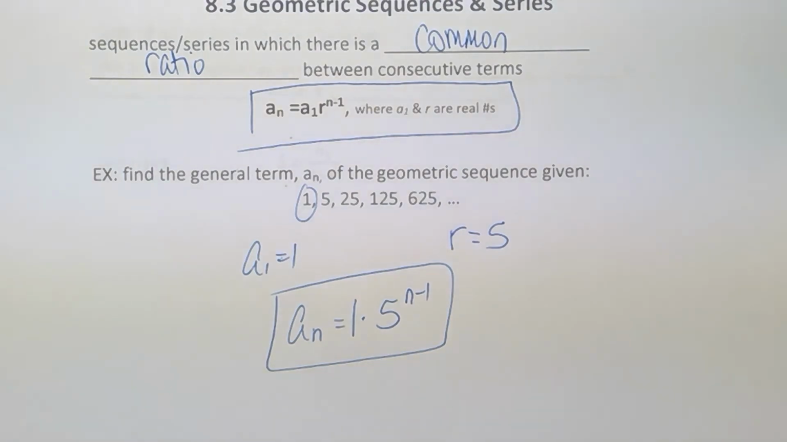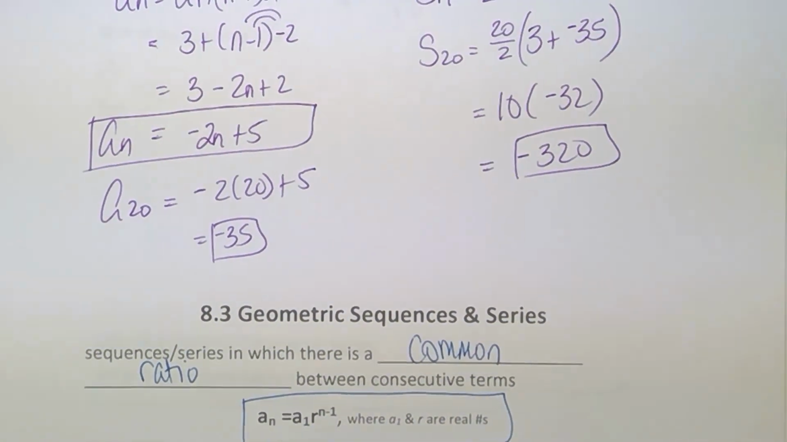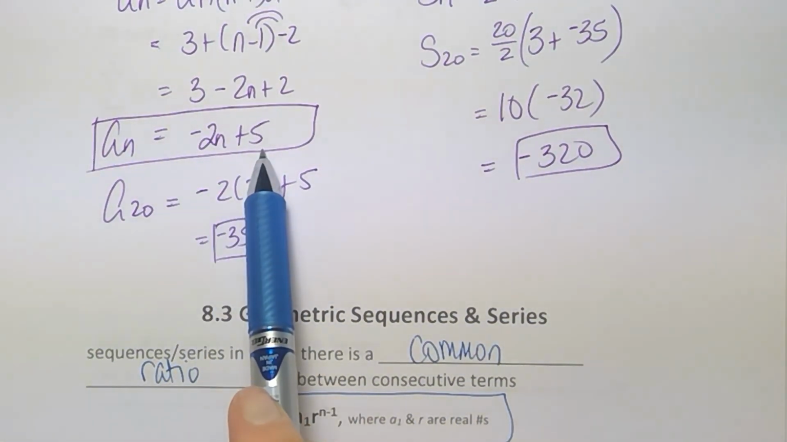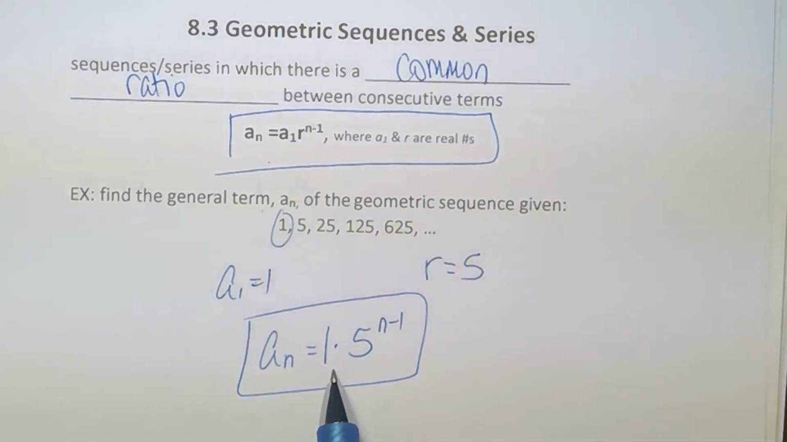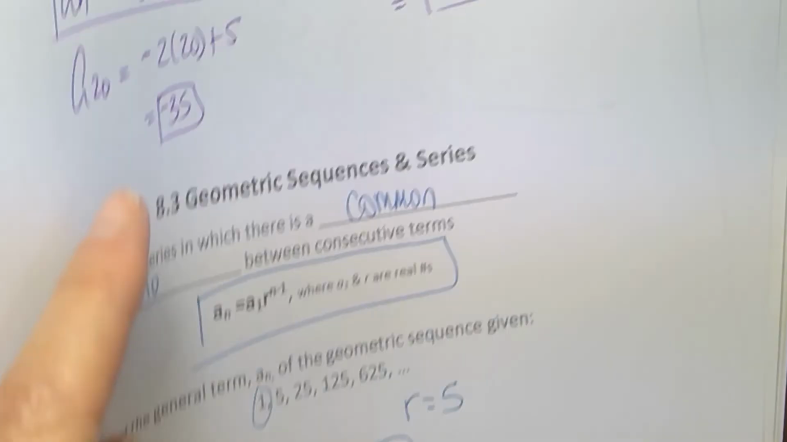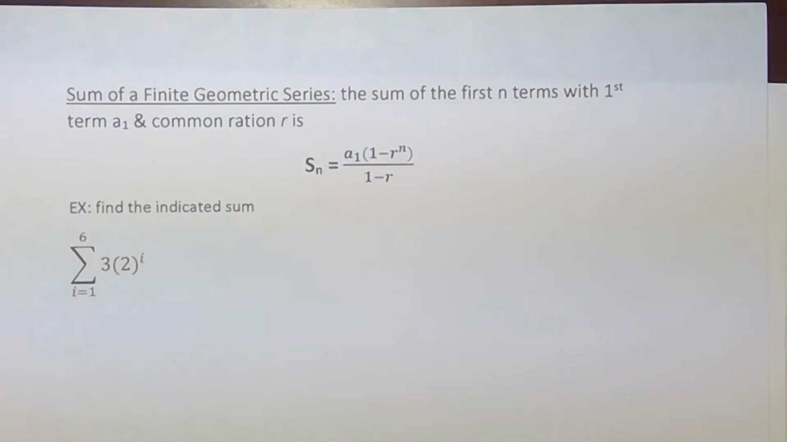Notice the structure difference between a geometric sequence and my arithmetic general term. When I have an arithmetic general term, I'm going to have something times n plus or minus a value. When I have a geometric general term, I'm going to have something raised to a power. That's where I get that common ratio.